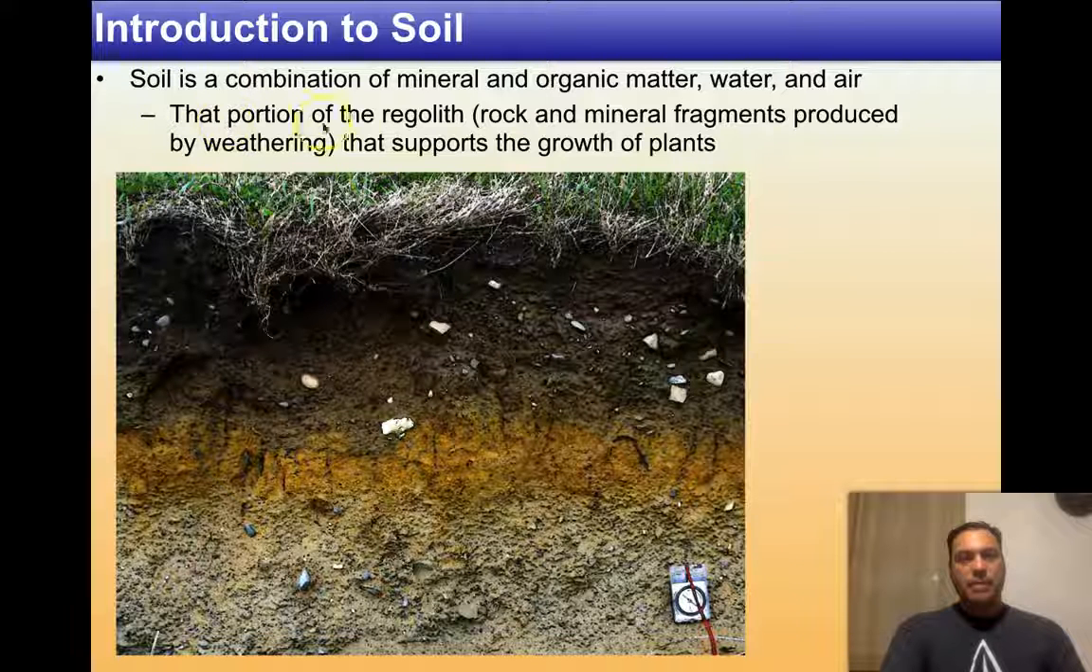So anyways, that portion of the regolith, here's a nice little vocabulary word that I want to make sure that you know. Regolith, which is rock and mineral fragments produced by weathering. So it's busted up rock from weathering that supports the growth of plants.